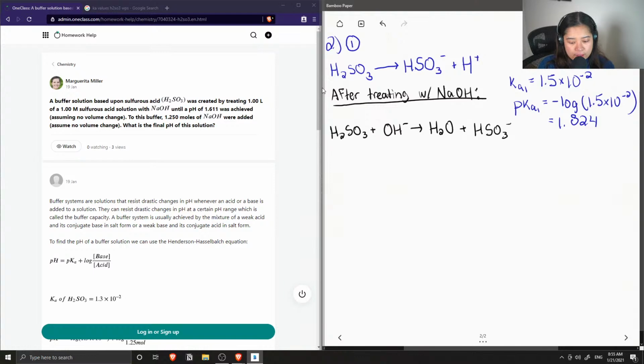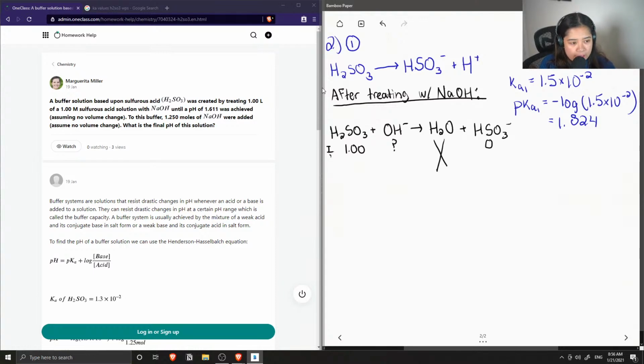Okay, so now let's construct an ICE table where our initial concentrations for H2SO3, it's 1.00. And we don't know how much sodium hydroxide was added, so I'm just going to put a question mark. Water is a liquid, so this won't be included in our ICE table. And the concentration of HSO3 minus at the beginning of the reaction is 0.